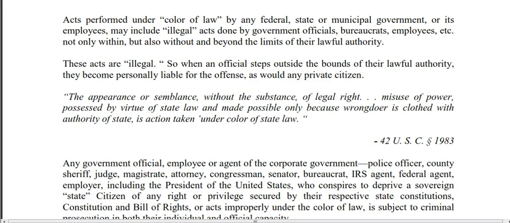Acts performed under color of law by any federal, state, or municipal government or its employees may include illegal acts done by government officials, bureaucrats, employees, etc., not only within, but also without and beyond the limits of their lawful authority. These acts are illegal, so when an official steps outside the bounds of their lawful authority, they become personally liable for the offense, as would any private citizen. The appearance or semblance without the substance of legal right, misuse of power possessed by virtue of state law, and made possible only because the wrongdoer is clothed with the authority of state, is action taken under the color of state law. 42 U.S.C.